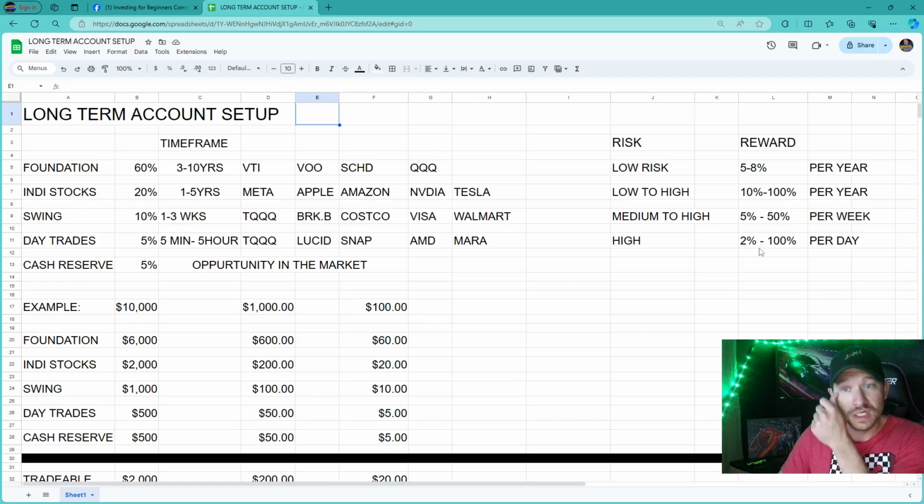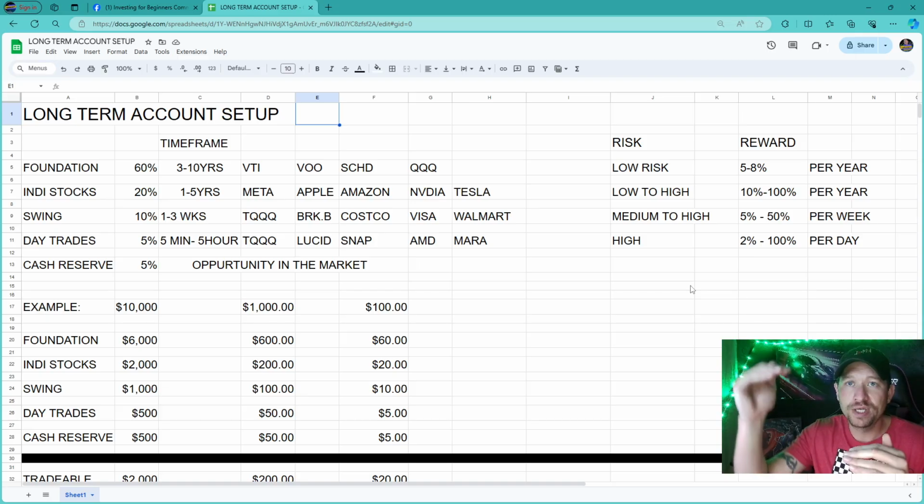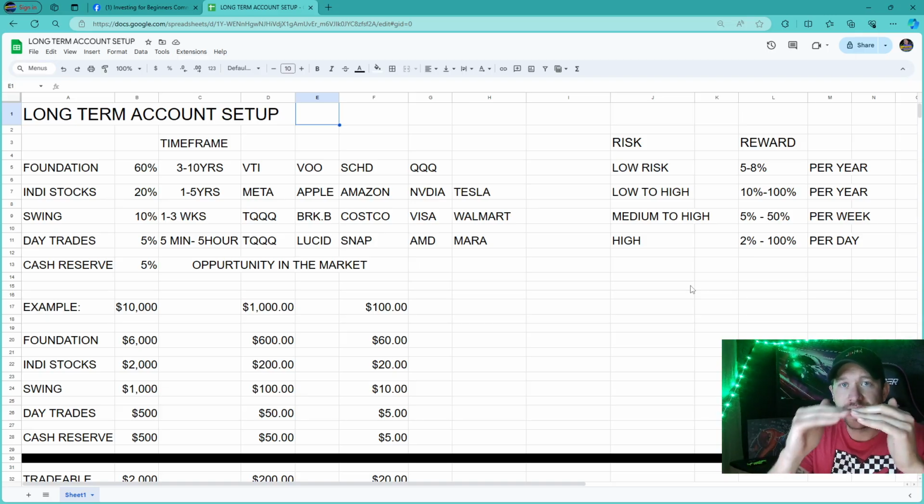Now, the risk factor for swing trades can be medium to high because we are holding it for a short amount of time, buying low and hoping it goes up to a higher level. But sometimes swing trades can actually go lower and you can actually lose some money. You can lose money on any type of investment. Rewards, you're looking at 5 to 50% per week doing this correctly, which is pretty fantastic.